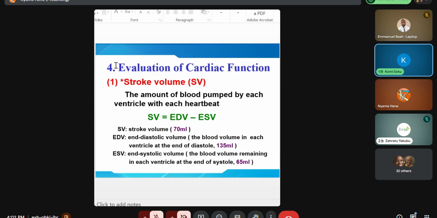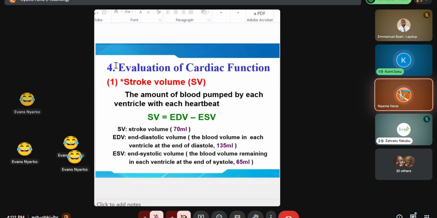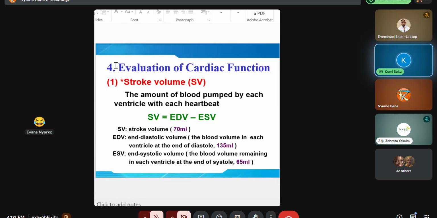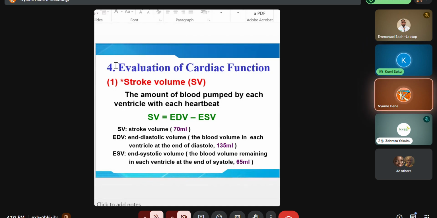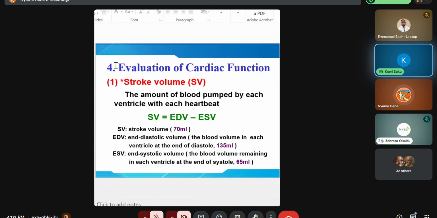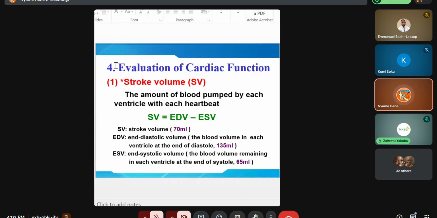This stroke is not a disease stroke that we are talking about. No, it's the heartbeat. You see the stroke volume, if you want to know the origin, it's just a name we are giving it. It doesn't associate with anything like the disease stroke. But the name of the disease stroke may have come from this.